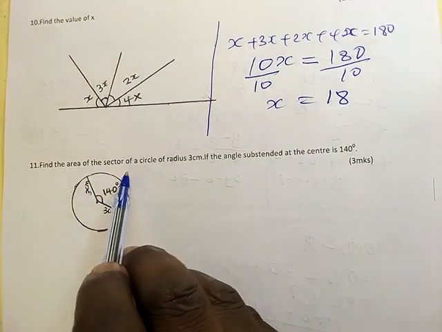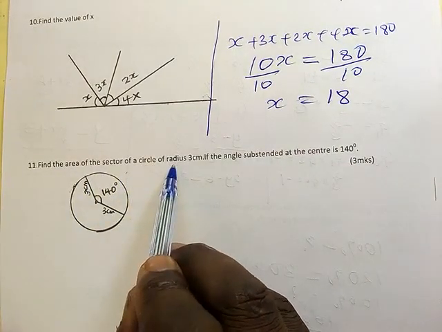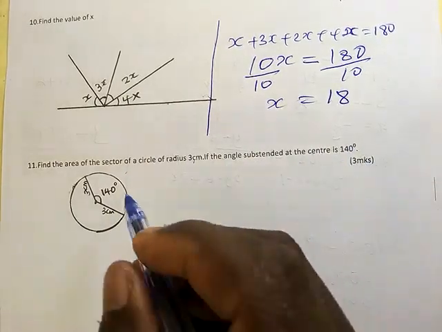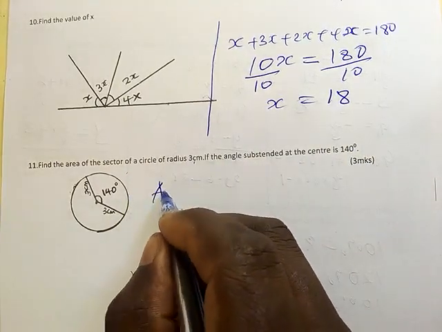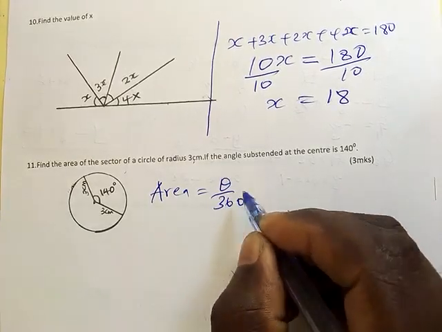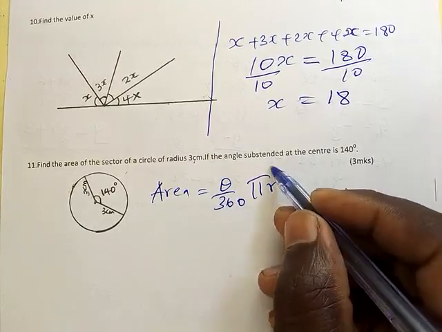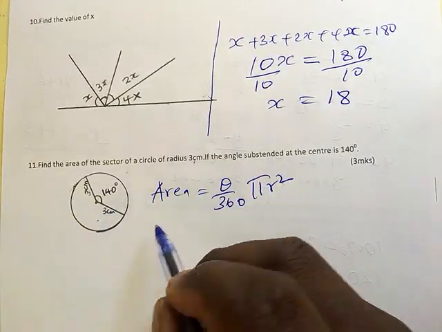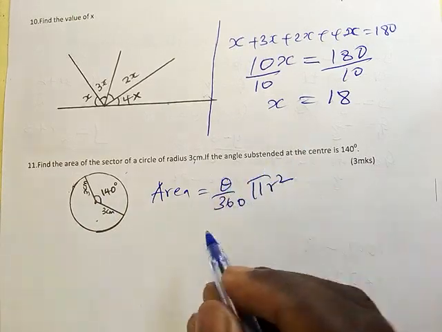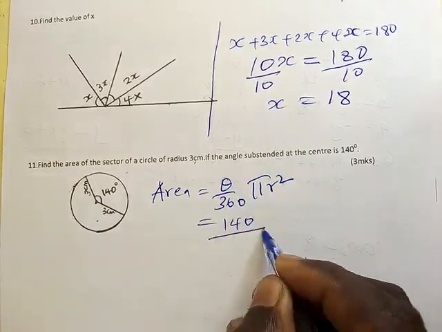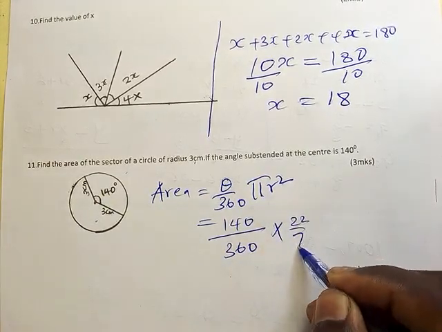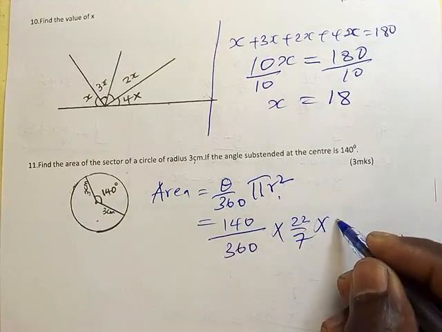Find the area of a sector of a circle whose radius is 3, if the angle obtained at the center is 140. You should know that area equals theta over 360 times pi r squared. Pi r squared is the area of a circle, but because it has been subtended at an angle, that angle is what we call theta. So this angle is 140 divided by 360 times pi, which is 22 over 7, times radius 3 times 3.